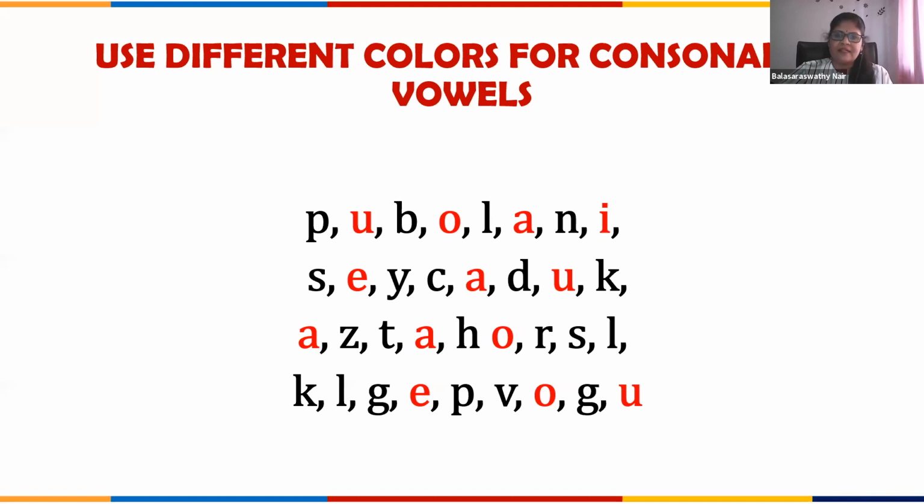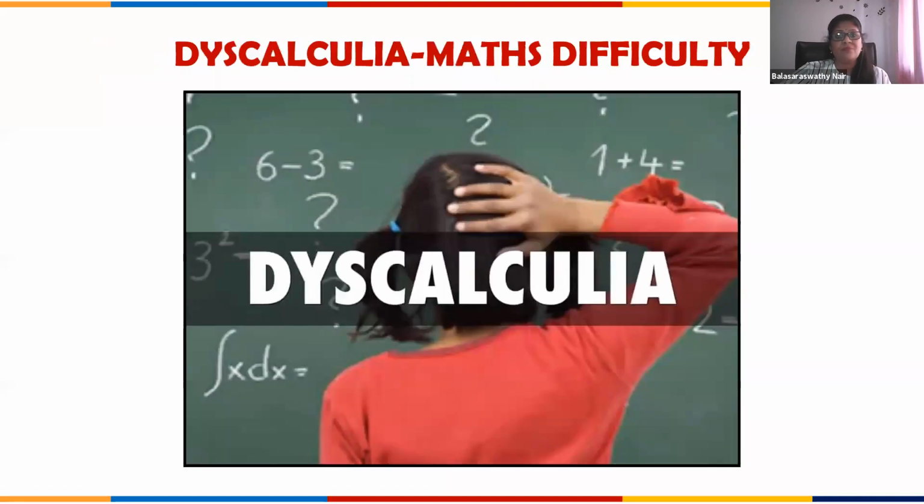So make sure that you use vowels with the same color. You can choose any color you want, and everywhere you write it with that. And ask the child also to use that color to write the vowels. This discriminates between the two and the child is able to remember this very well.